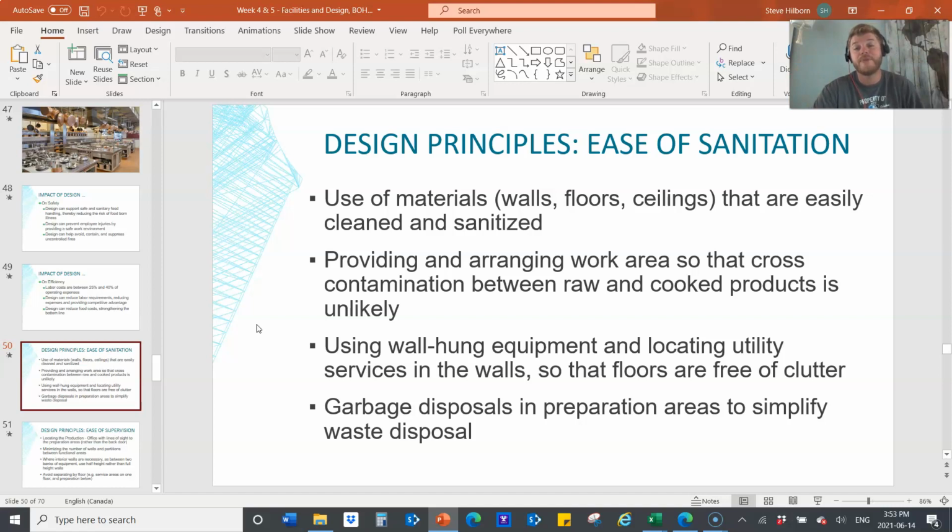So the right materials that are easy to clean, easy to sanitize, the right work areas or workspaces that are organized and not cluttered, using wall hung equipment and locating utility services in the walls so that floors are not full of clutter, garbage disposals, garbages on wheels and recycling areas on wheels that you can move around with you. Just make it easy for them to clean and they will clean it.